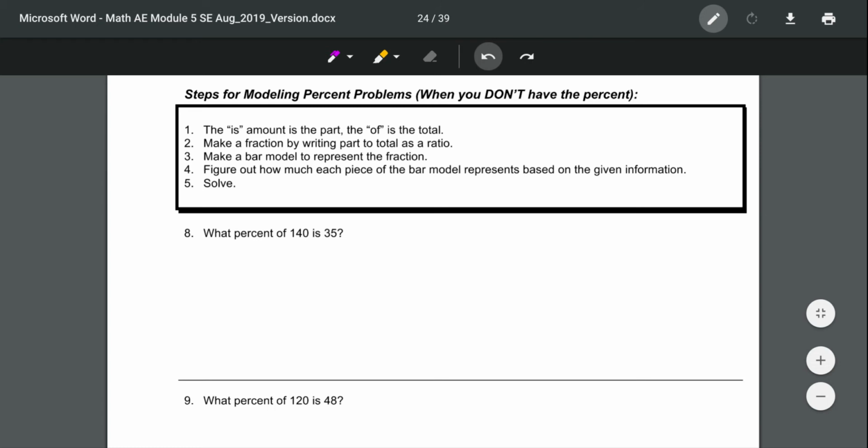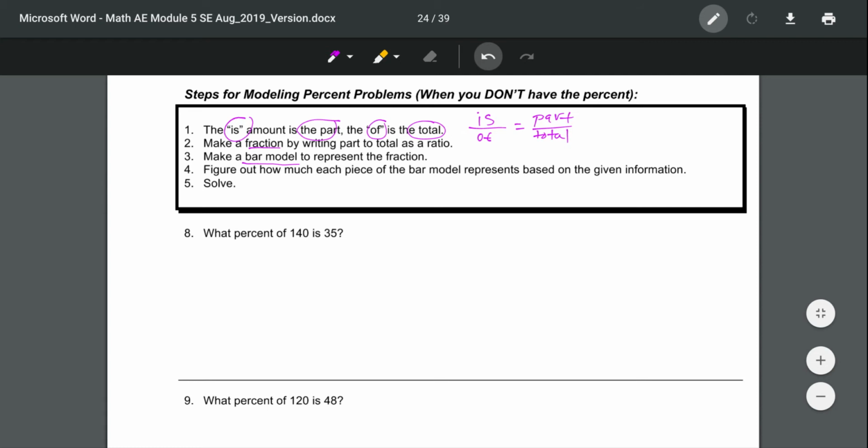So the first step is that the "is" is the amount of the part, and the "of" would be the total value in your fraction. So you write is over of, which is the same as the part to total. Okay, so you make a fraction by writing the part to total as a ratio. Then you do a bar model. Then figure out how much each piece of the bar model represents based on the given information, and then solve.